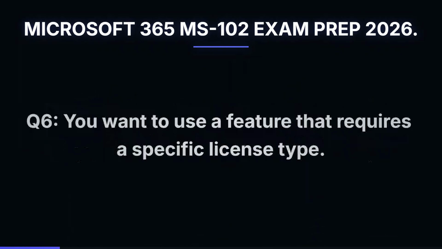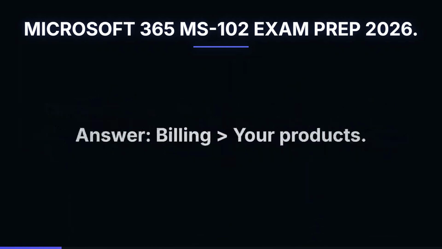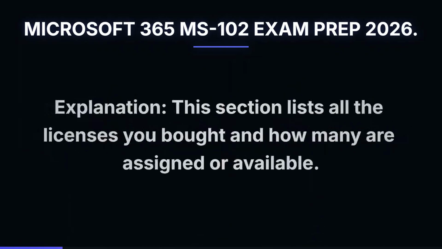Q6. You want to use a feature that requires a specific license type. Where in the admin center do you check how many licenses you have left? Answer: Billing, Your products. Explanation: this section lists all the licenses you bought and how many are assigned or available.